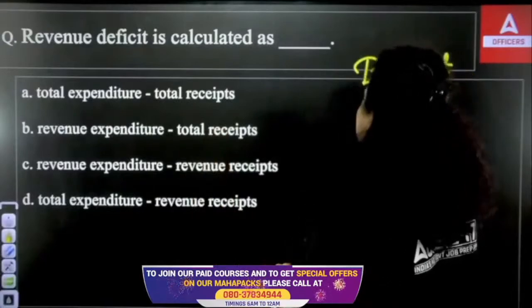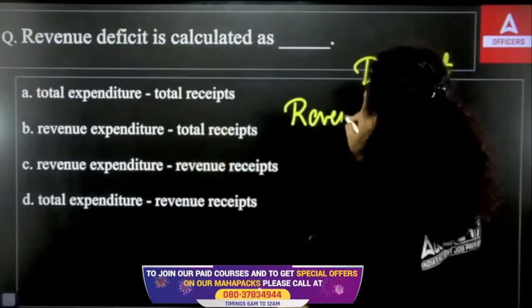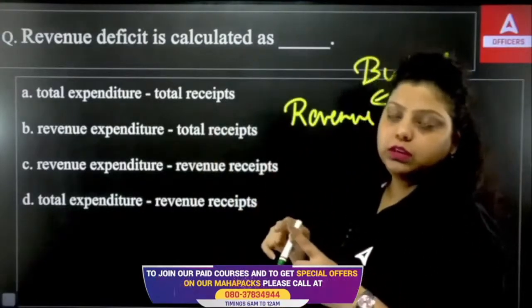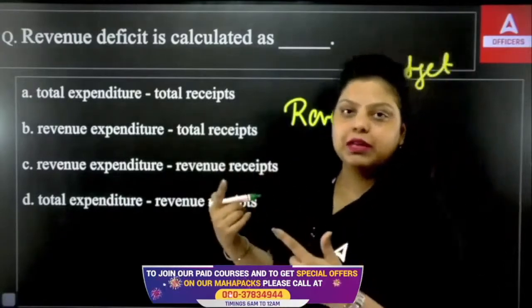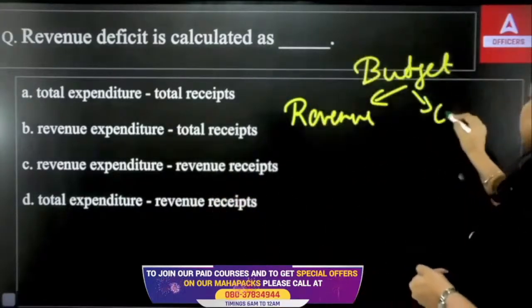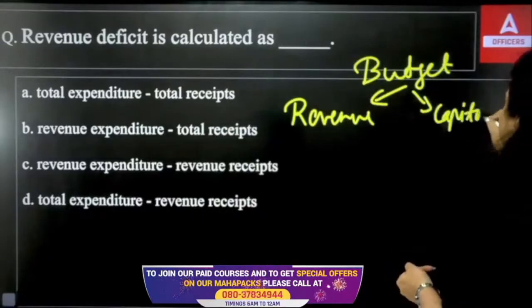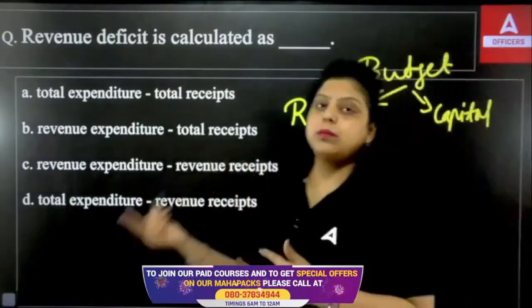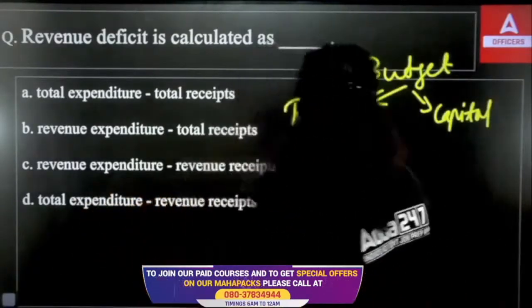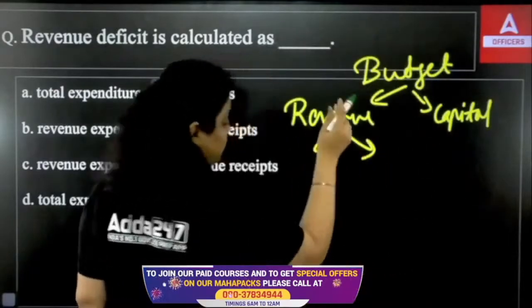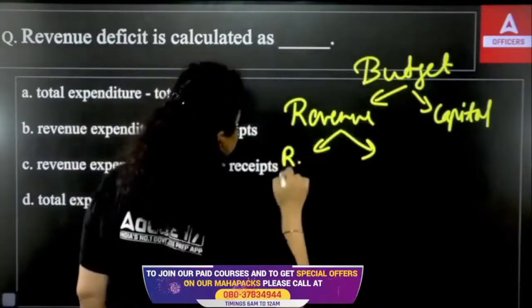The first one is the revenue budget. The revenue budget is the short-term budget of the government of India, which talks about daily income and expenditure. Then we have the second component, the capital budget. The capital budget is a long-term budget which talks about the long-term income and expenditure of the government of India. Now, the revenue budget covers your revenue receipts.